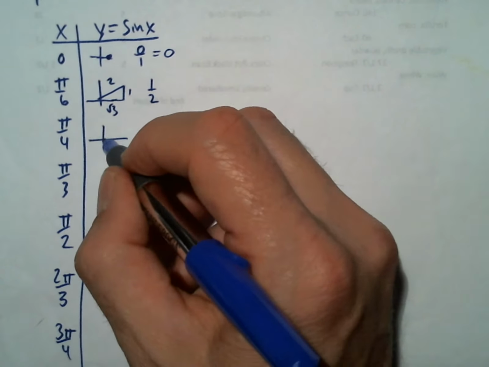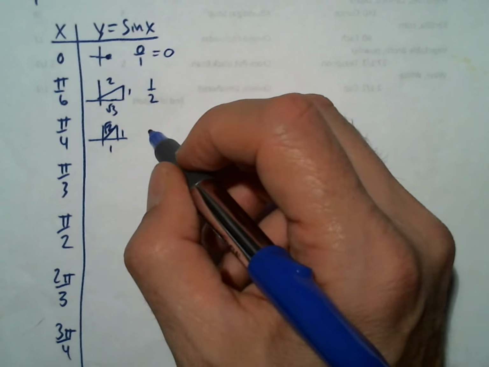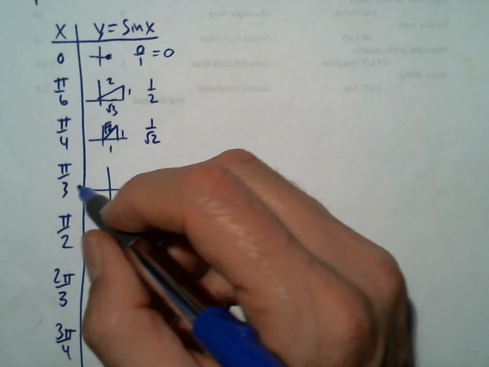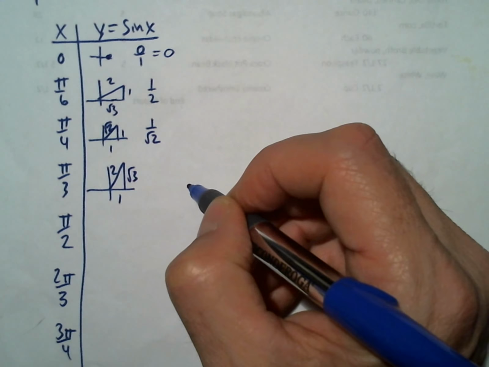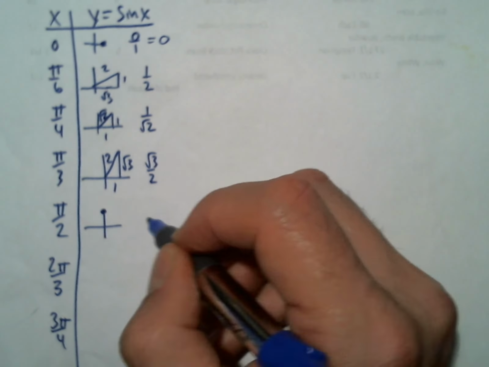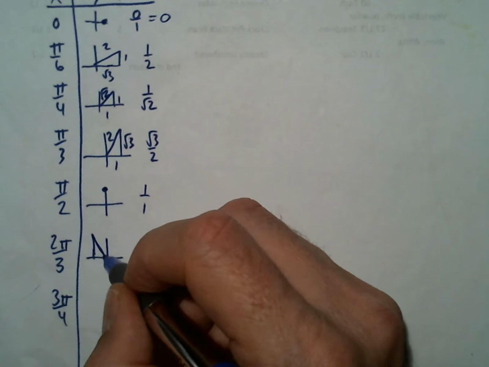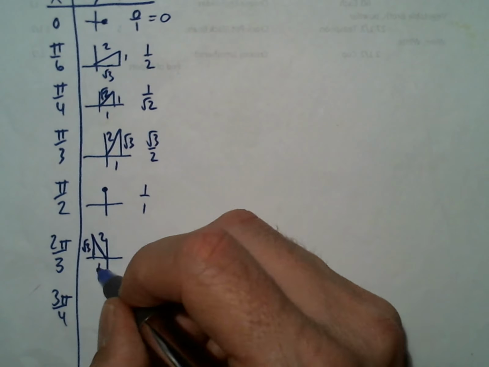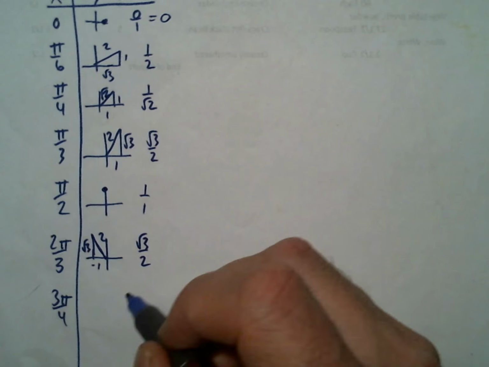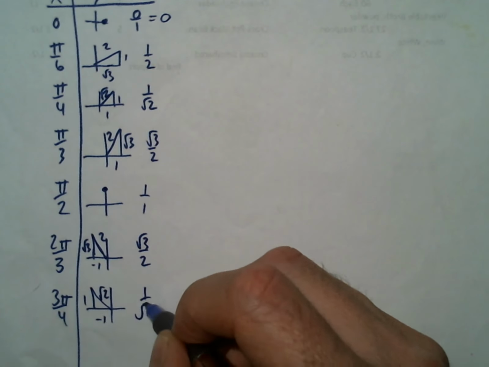Pi over 4, 1, 1, radical 2. So this is going to be y over r. Pi over 3, 1, 2, radical 3. We want the y over r. Here the y value is 1, and the r is 1, 1 over 1. Here we have 1, 2, radical 3 with a negative on the x. That doesn't matter here. And we want y over r. Here we want y over r, 1 over radical 2.